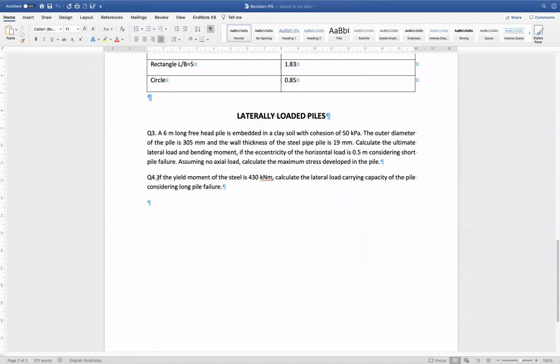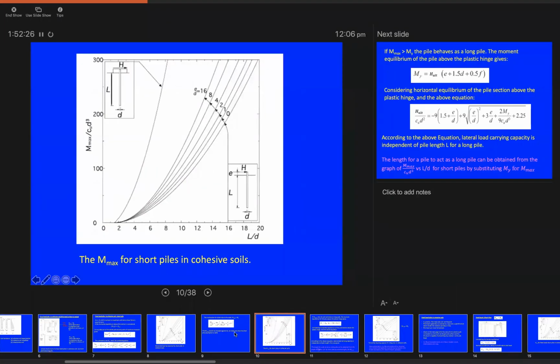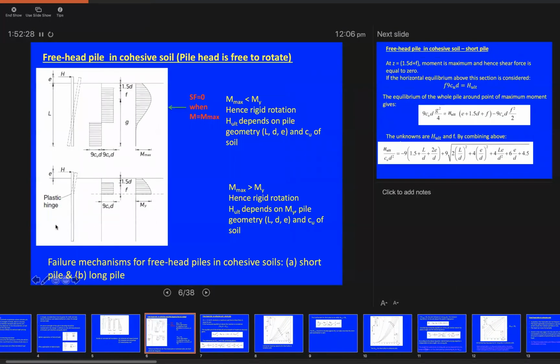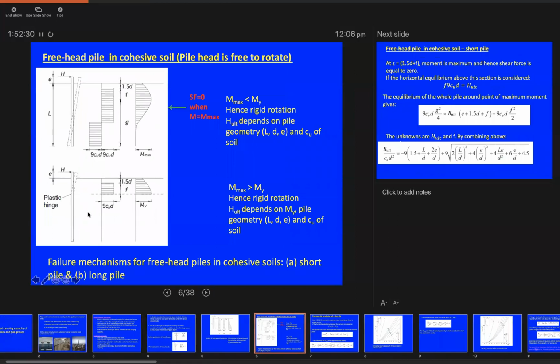Now we're gonna do question number 4. Question number 4 is assuming the free head pile failure scenario, but in this case we're gonna have long pile failure. So instead of short pile failure, we're gonna have long pile failure. So we're gonna have a plastic hinge point, as we can see in this chart in your lecture notes. So this is the failure scenario that applies. As you can see, we don't have any soil reaction below the plastic hinge point. So this is the main difference in our case here.